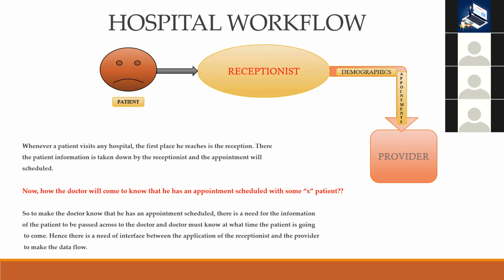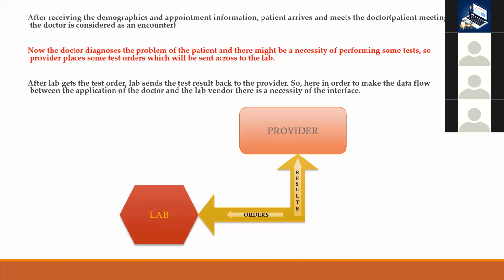So as soon as the receptionist takes the details of the patient, they will schedule an appointment for the patient, right? With certain department and certain doctor. That information will flow over from PM to EHR. Next, once the appointment is scheduled, patient will go ahead and meet the doctor. And once he meets the doctor there, he will discuss about the problem that he has. This situation where the patient is meeting the doctor and discussing about the problem is called as an encounter.